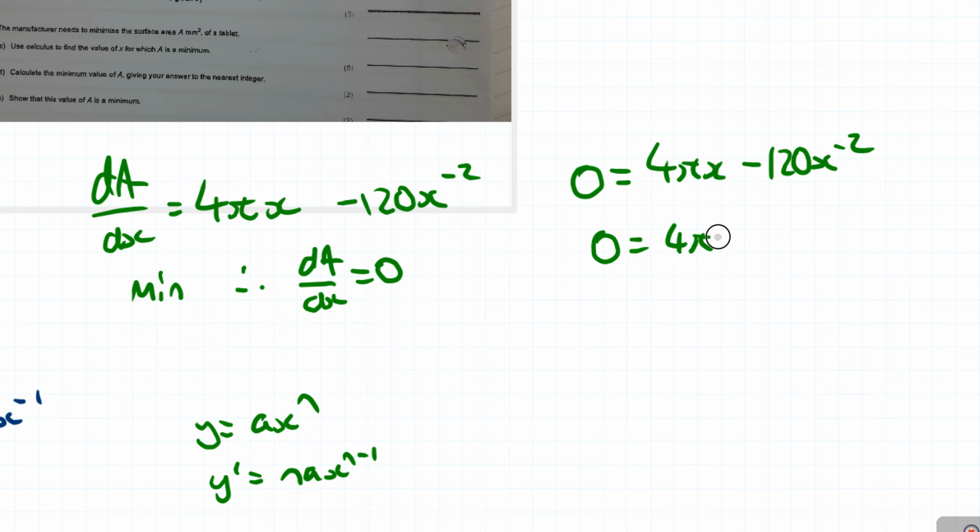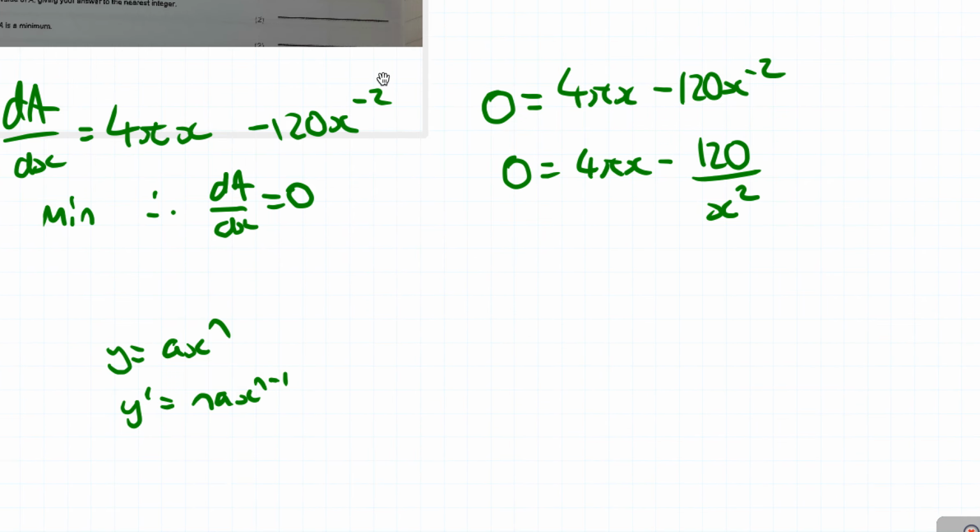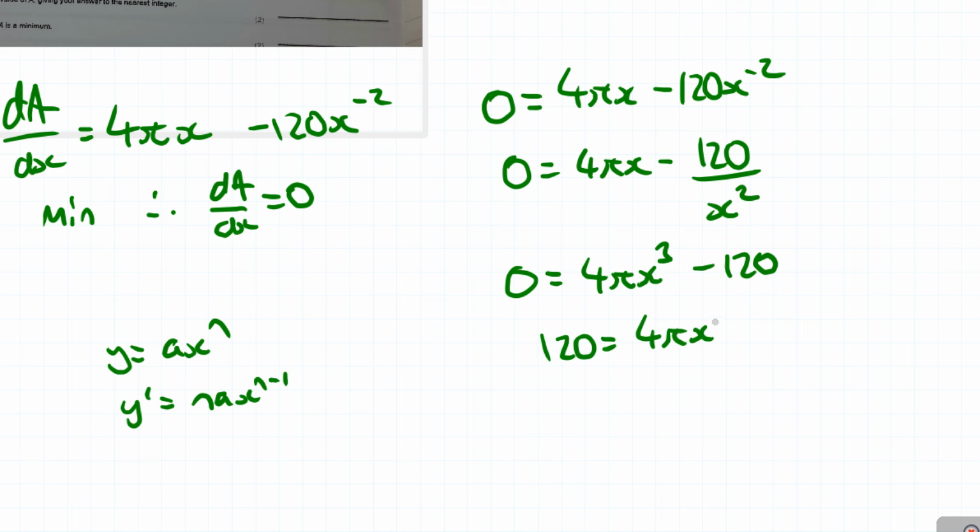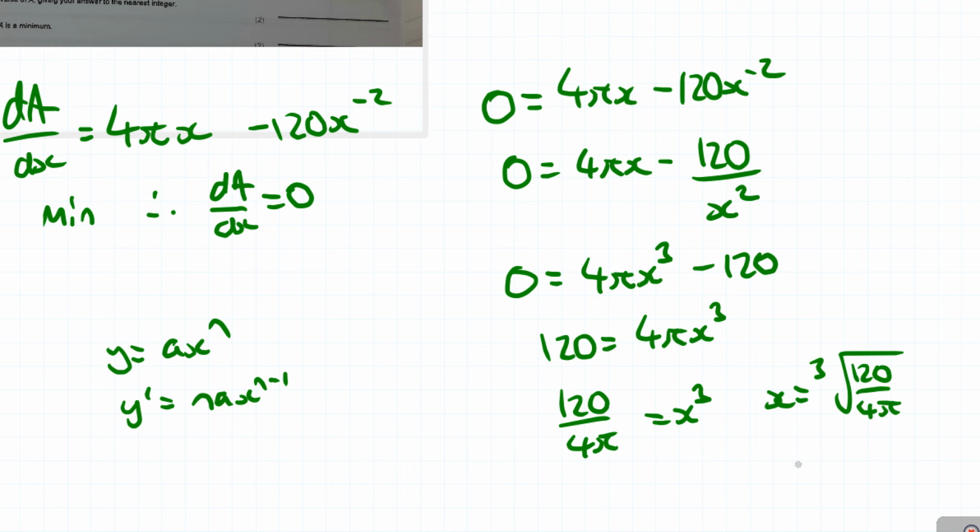In this situation, I usually just rewrite it back into fraction form, and then I can solve from here. The first thing I want to do is get rid of that x squared, so I'm going to times everything by x squared. So 0 times x squared is 0, and 4 pi x times x squared is 4 pi x cubed, minus 120. Then we rearrange: 120 equals 4 pi x cubed, so 120 over 4 pi equals x cubed, so x is equal to the cube root of 120 over 4 pi, and then we just plug that value into our calculator.